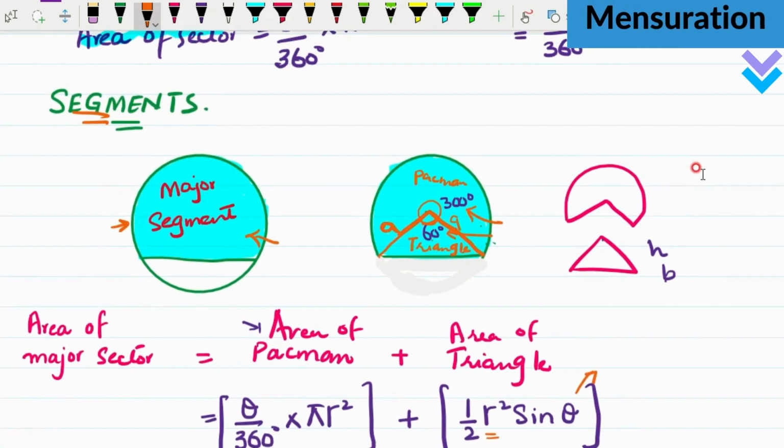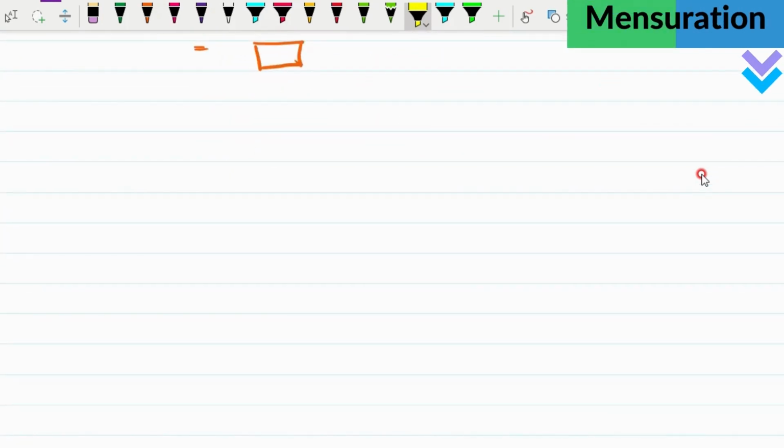So remember one thing: in a major sector, as you know, this was a major sector, it is a combination of Pac-Man and triangle, and in both situations the angles are different. Remember this. If one angle is 300, the other angle must be a different one. So you can't use the same angle. Let's have an example of this question.